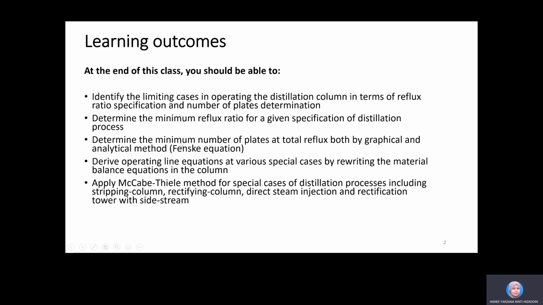Number 3, to determine the minimum number of plates at total reflux, both by graphical and analytical method, i.e. using the Fenske equation for the analytical method. Number 4, to derive the operating line equations at various special cases by rewriting the material balance equations in the column. And finally, able to apply the McCabe-Thiele method for special cases of distillation processes, including the stripping only column, rectifying only column, direct steam injection, and rectification tower with side stream.